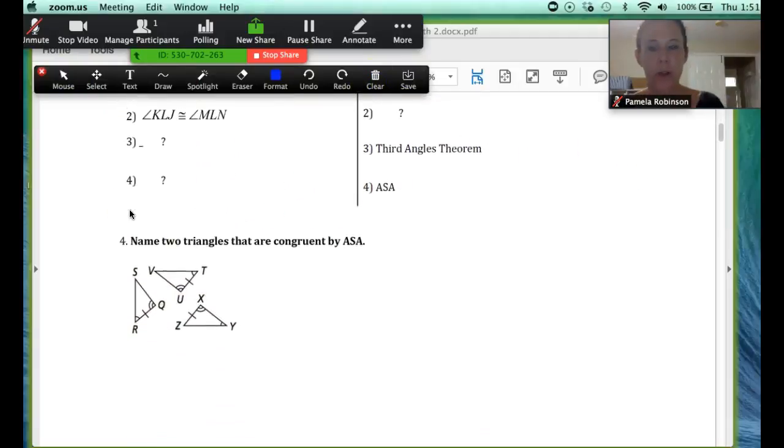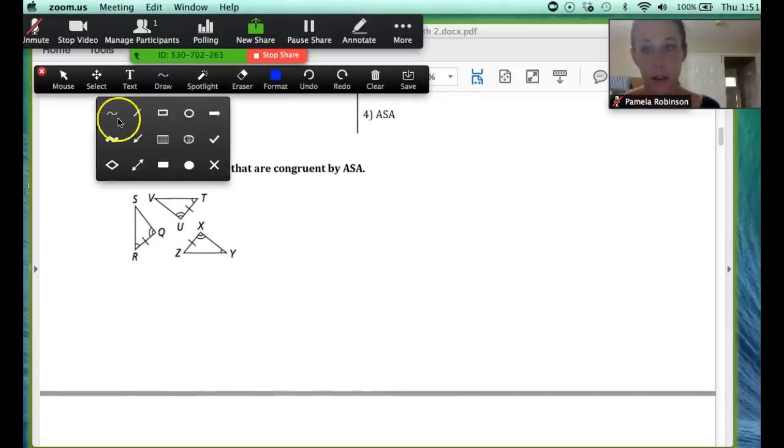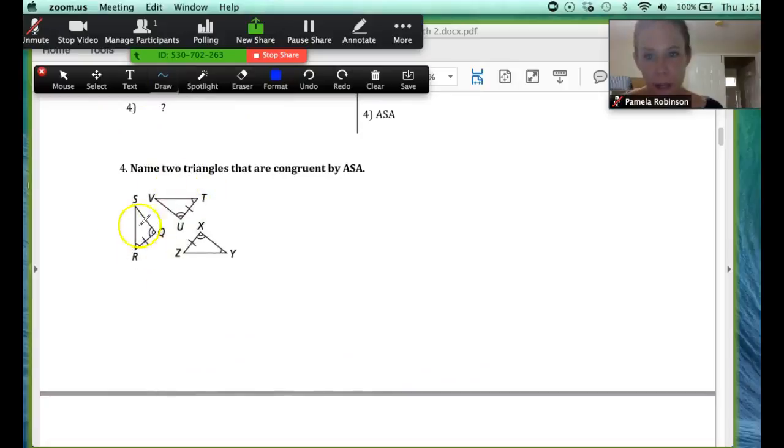Number 4, name two triangles that are congruent by angle, side, angle. That same one we just did, angle, side, angle. That's the one we're going to use. So analyze these triangles. This one has a 1 marking, so an angle, a side in between, and an angle. So this would be angle, side, angle. Let's look at this one. It has a 1 marking and a 2 marking. Also angle, side, angle, a side in between.